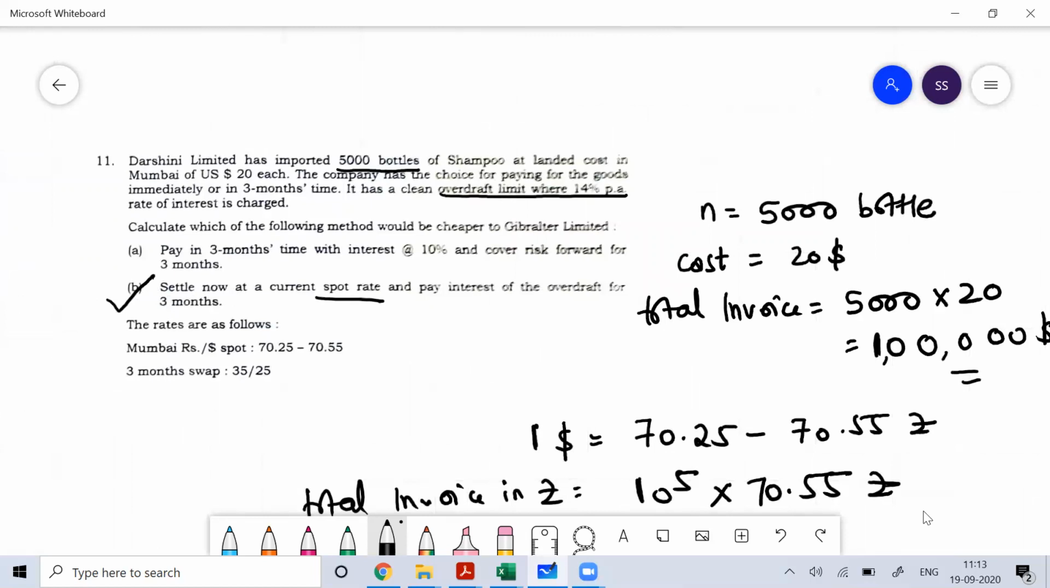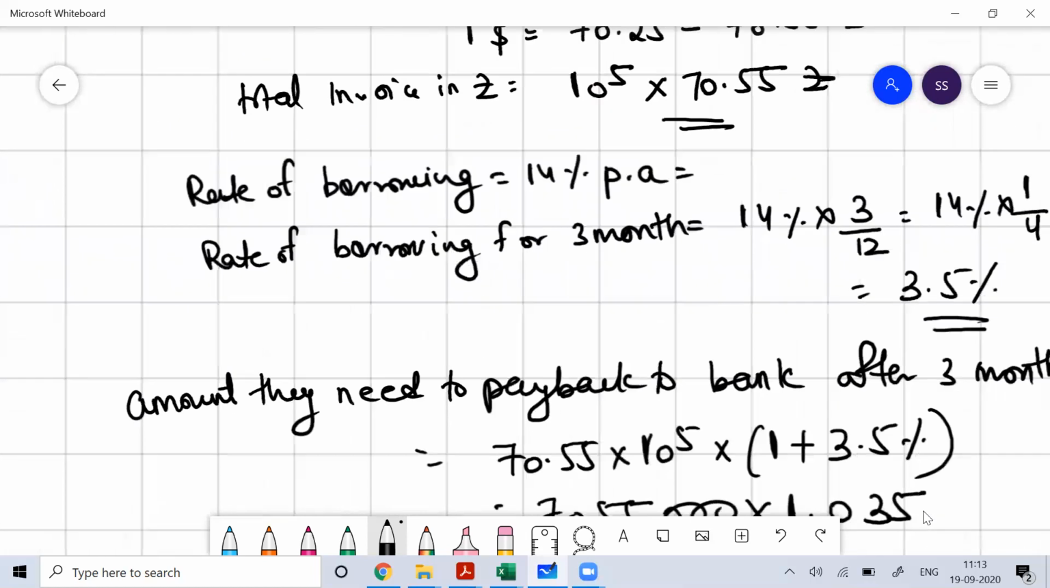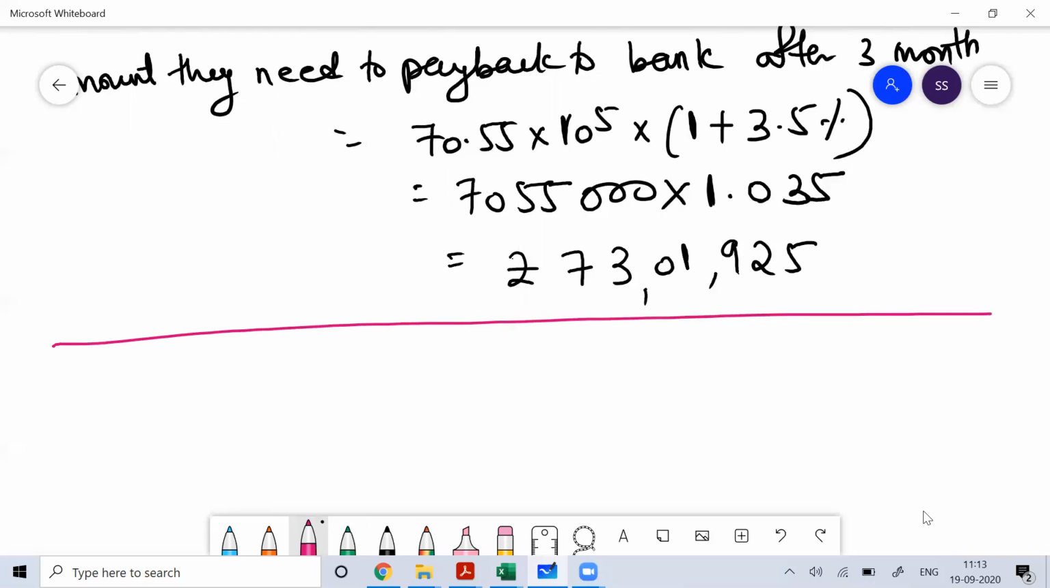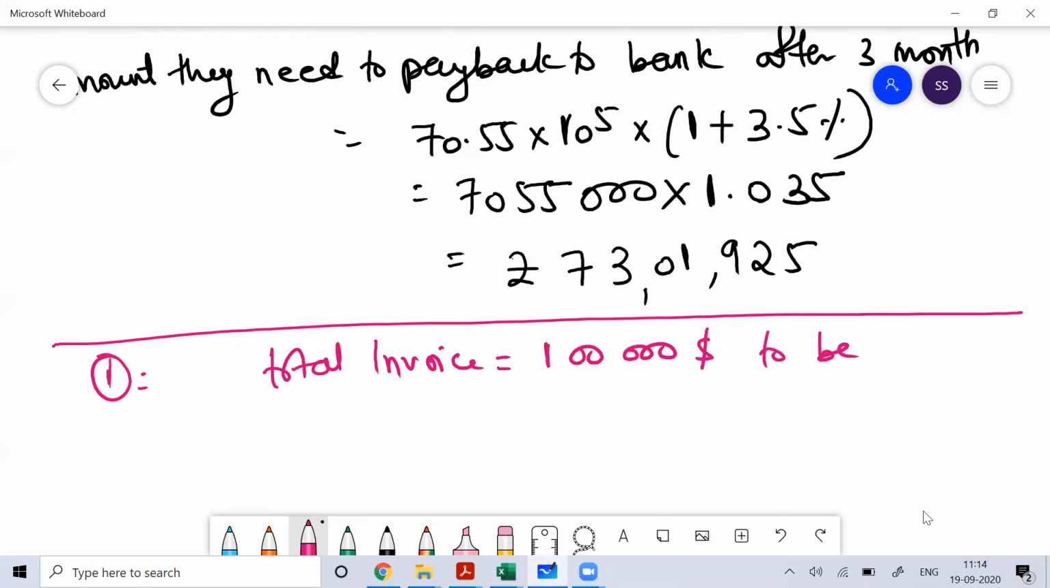Now I'll think about the first option, where they'll try to do hedging. Option one. You know that the total invoice is $1 lakh, to be payable in 90 days.